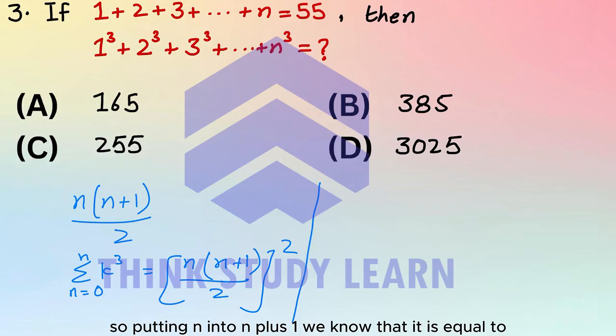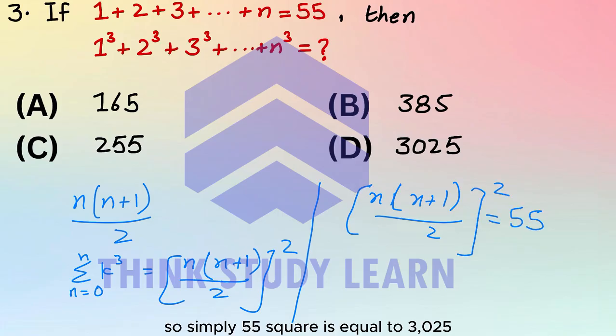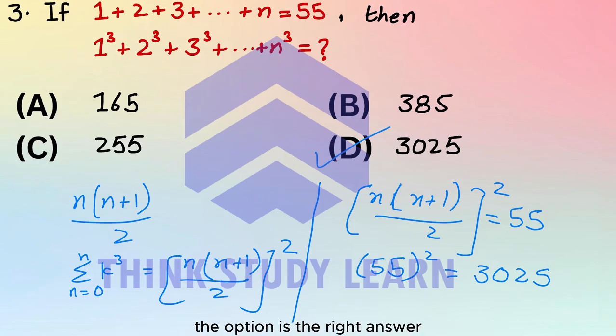So putting n into n plus 1 over 2, we know that it is equal to 55. So simply 55 square is equal to 3025. So the sum of cubes of numbers up to n is equal to 3025. That option is the right answer.